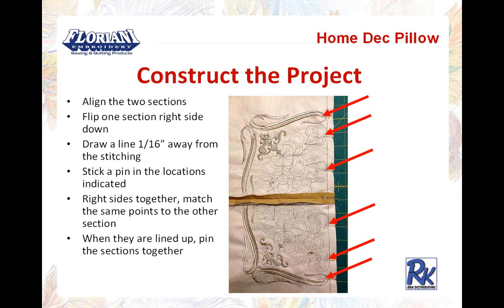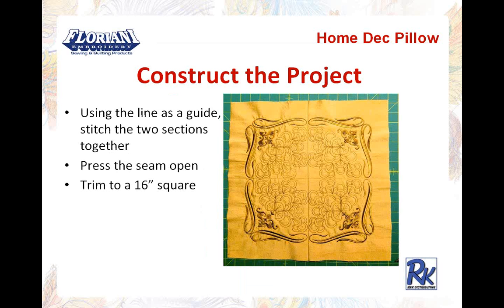With the right sides together, you're going to match up the same points just like we did before. When they're lined up, you're going to pin the sections together again just like we did before. And one more time, using the new line as a guide, stitch the 2 sections together, press the seam open, and then you want to trim your completed block into a 16-inch square with the design centered in the trimming. So you want to make sure that you trim it and keep that design centered.